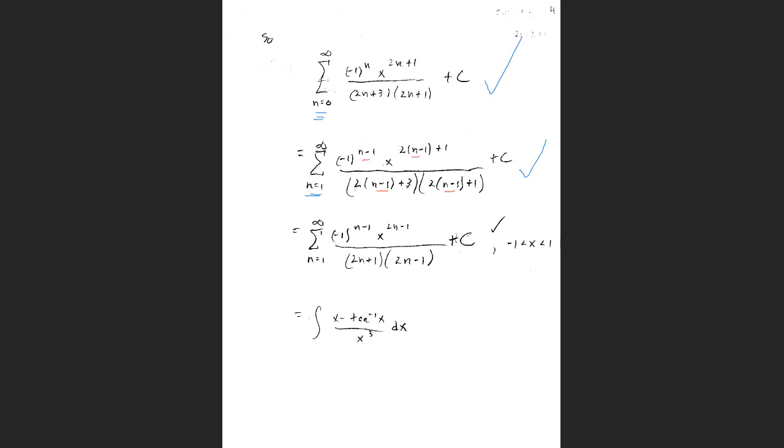And so then we do a little simplification. 2 times n minus 1 minus 1 is just 2n minus 2 plus 1. That gets you 2n minus 1, right? And 2 times n minus 1 plus 3 is 2n minus 2 plus 3. That gets you 2n plus 1.